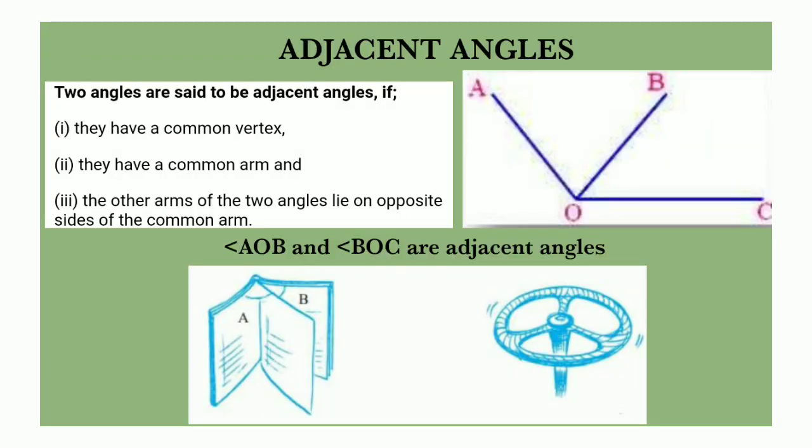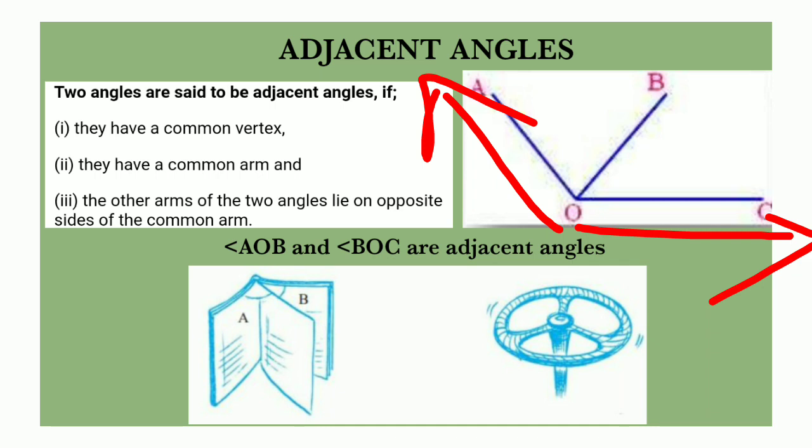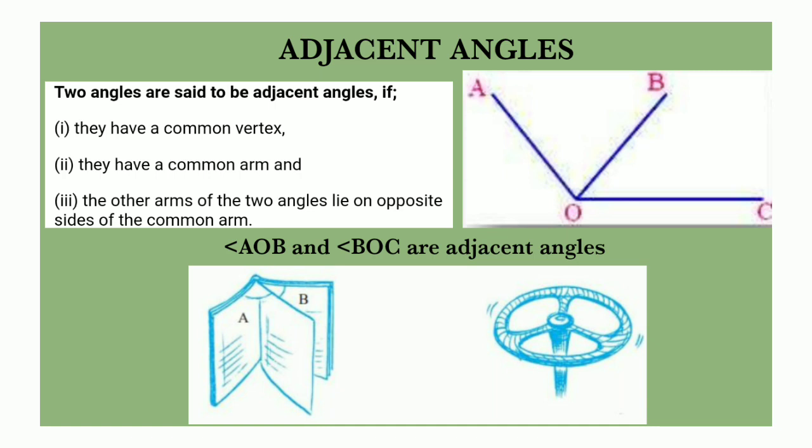Okay. The next pair of angles is adjacent angles. What is meant by adjacent angles? Two angles are said to be adjacent angles if, first condition, they have a common vertex. See the figure, O is the common vertex. Okay, then second condition, they have a common arm. See the figure, OB is the common arm. Then third one is the other arms of the two angles lie on opposite sides of the common arm. That means OA and OC are on opposite sides of the common arm OB. So these two angles are called adjacent angles. That is, angle AOB and angle BOC are adjacent angles.